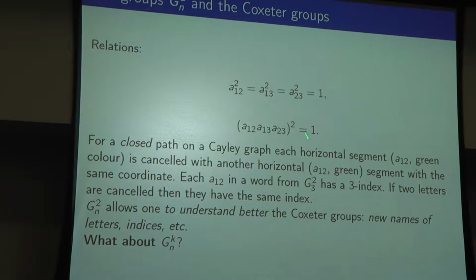For all words in GN2, we can define various indices. For example, here for A12, we can define the 3 index, which is some parity, say. We can say, okay, this index is preserved under moves which are similar to the third Reidemeister move, and if two letters are cancelled, then they have the same index. For example, here.